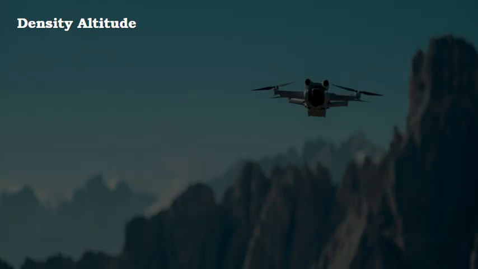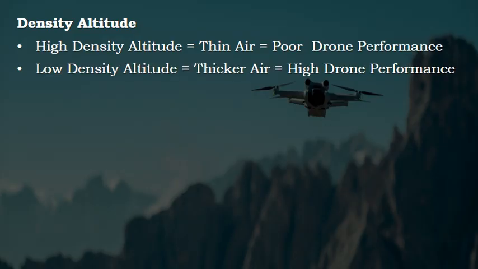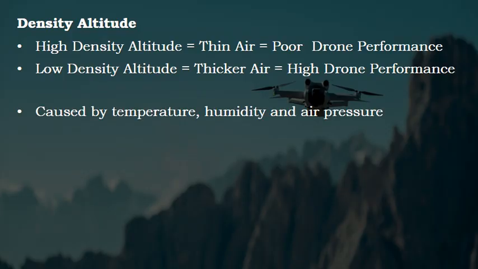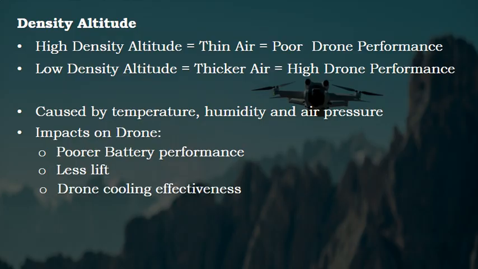Drones fly by the blades pushing against the air in the atmosphere, creating lift. So the thickness of the air plays an important factor on performance. Air density is the mass of air per unit volume, representing how closely air molecules are packed together. It is not constant. High density altitude results in thin air, and therefore poor drone performance. Low density altitude provides thicker air and higher drone performance. The factors that affect density altitude are temperature, humidity, and air pressure. The impacts on the drone include poorer battery performance, less lift, and reduced effectiveness of the drone cooling.